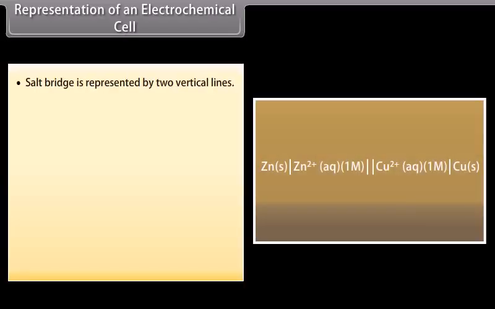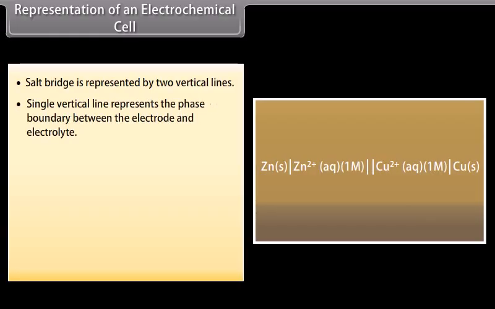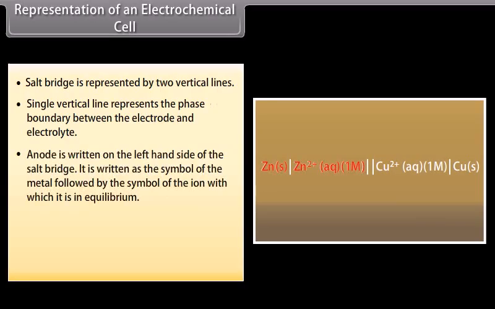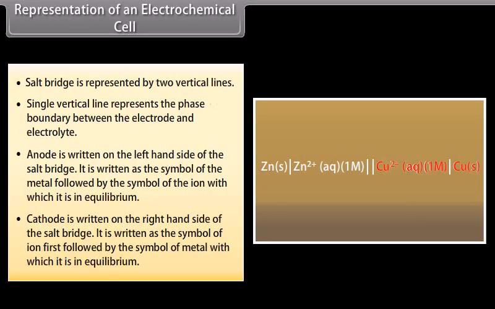Salt bridge is represented by two vertical lines. A single vertical line represents the phase boundary between the electrode and electrolyte. Anode is written on the left-hand side of the salt bridge. It is written as the symbol of the metal followed by the symbol of the ion with which it is in equilibrium. Cathode is written on the right-hand side of the salt bridge. It is written as the symbol of the ion first, followed by the symbol of the metal with which it is in equilibrium.